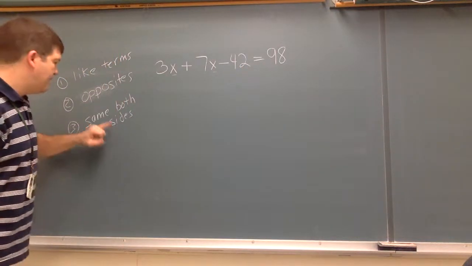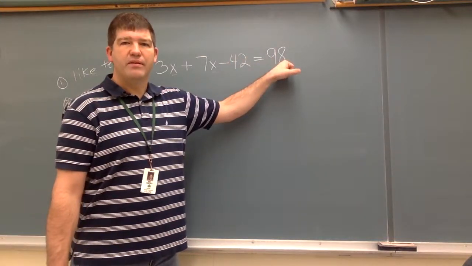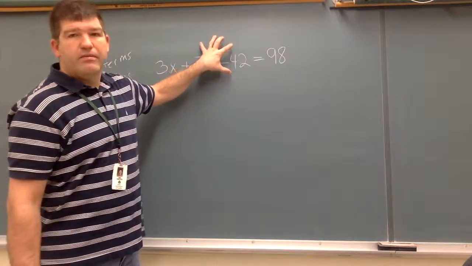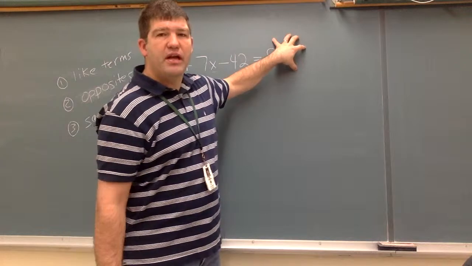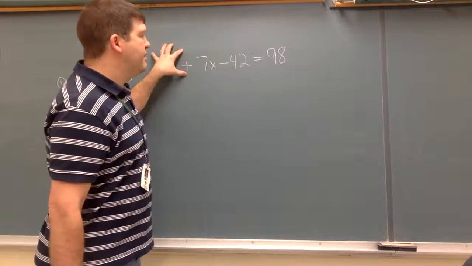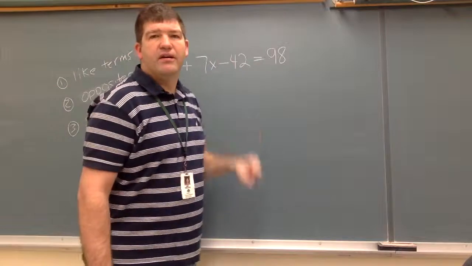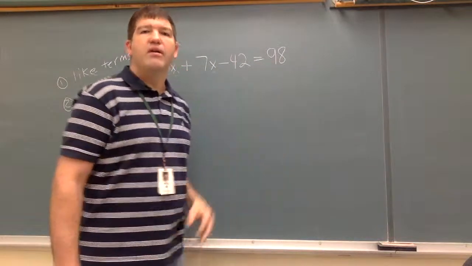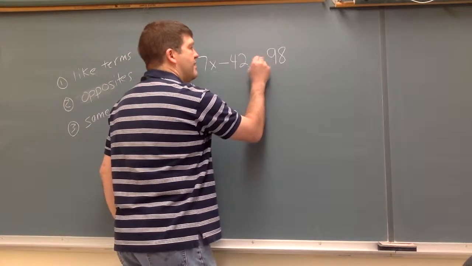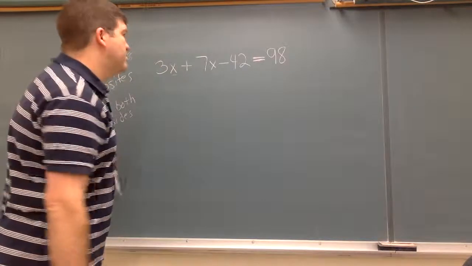Then, the key here, same on both sides. So if I add 42 here, I got to do the same on this side of the equal, because I got to keep them equal. I have one child here, and I have one child here, and I'm going to treat my children equally. So whatever I do to this child, I'm going to do to this child. If I add 42 here, I'm going to add 42 here. If I take 42 away, I'm going to take 42 away. Whatever I do, I got to do the same so that they stay equal, because I want this to be equal. All right, so let's do this one.